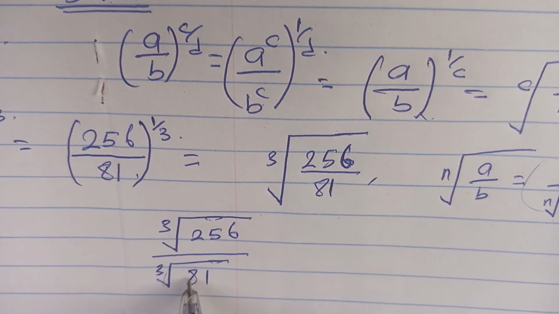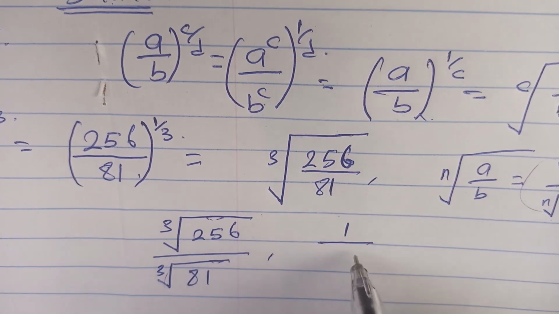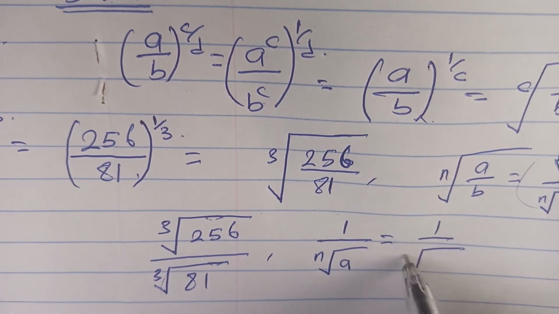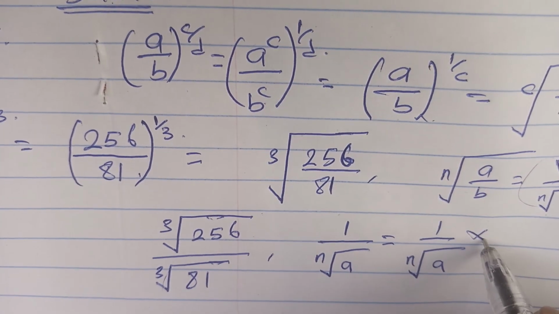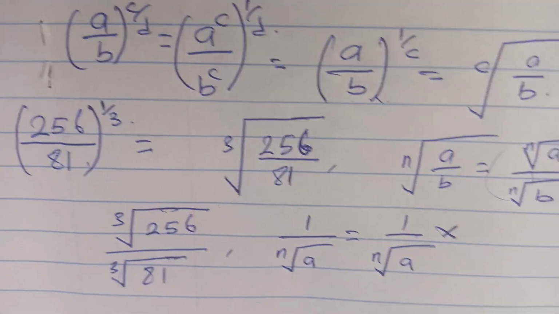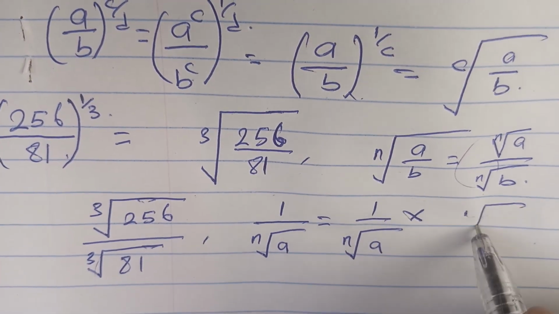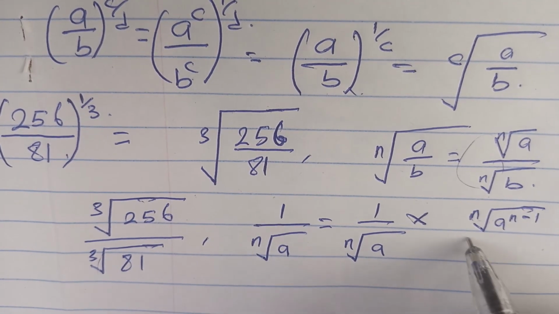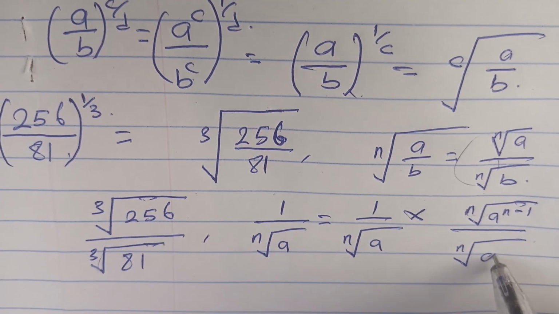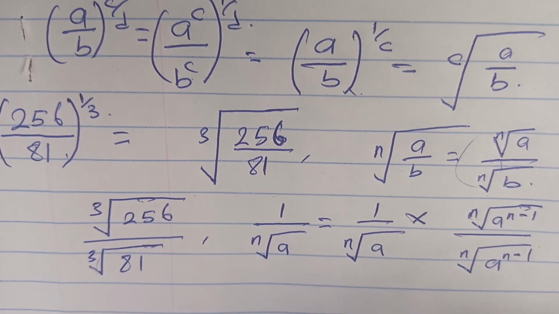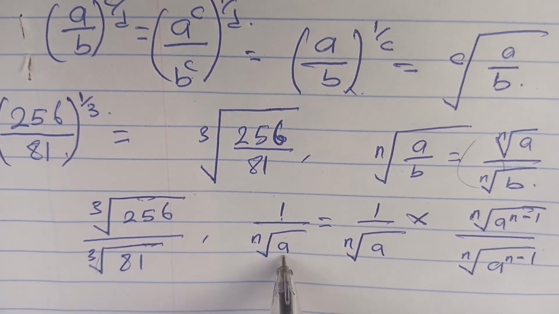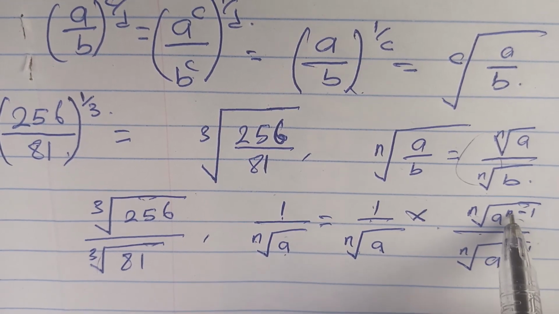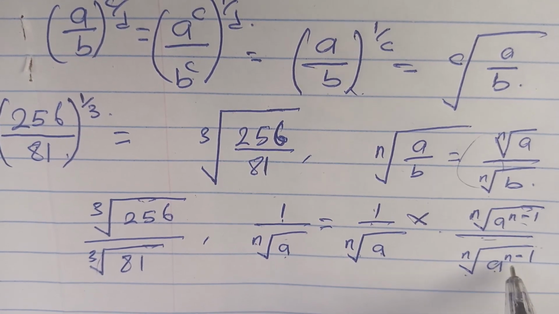From this point, we are going to apply a rule which says 1 over the nth root of a is equal to 1 over the nth root of a times the nth root of a to the power of n minus 1, over the nth root of a to the power of n minus 1. So 1 all over the nth root of a is equal to that expression.